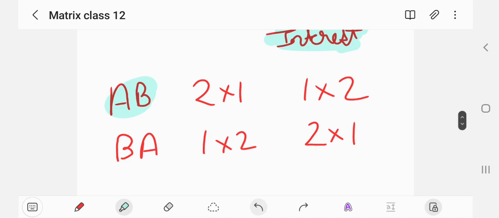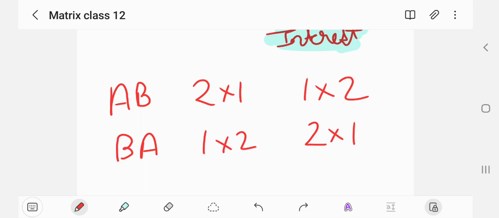Let's check whether matrix multiplication is compatible in both cases. For AB, A has this order, B has this order. The number of columns of A equals the number of rows of B, so yes, the multiplication is possible here. In the case of BA, the number of columns of B equals the number of rows of A, hence the multiplication BA is also possible. So the question that comes to our mind is which multiplication we should go with.